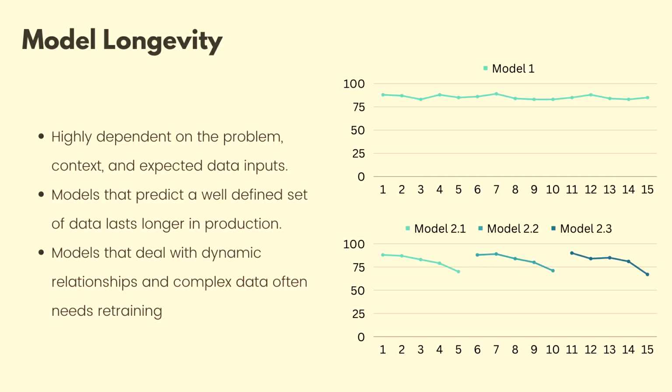Now, model longevity depends on the context and the expected inputs. If it's just a small problem, then typically you're going to have a model deployed somewhere over a long period of time because it doesn't require any change. Similar with the dynamic relationship: if you need to retrain models from time to time, the data it encounters is dynamic. So you need to replace the model and most of the time you need to retrain them.